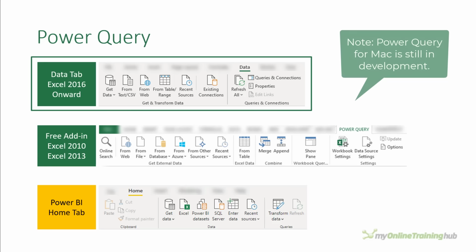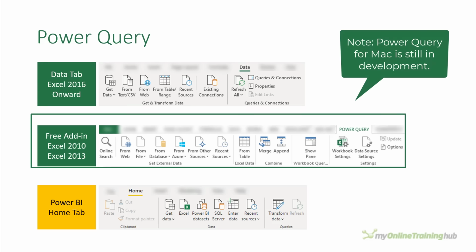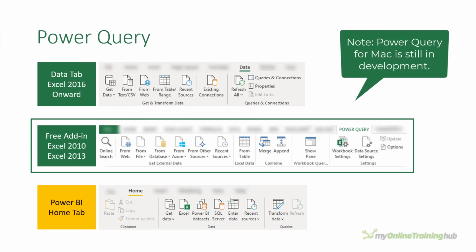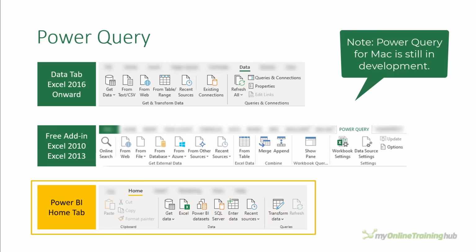Now, if you have Excel 2016 or later, you'll find the Power Query tools on the Data tab of the ribbon in the Get and Transform group of tools. If you have Excel 2010 or 2013, then you can download the free Power Query add-in and your Power Query tools will have their own dedicated tab in the ribbon. Now, Power Query isn't available in Excel 2007 or earlier. In Power BI Desktop, the Power Query tools are on the Home tab of the ribbon.